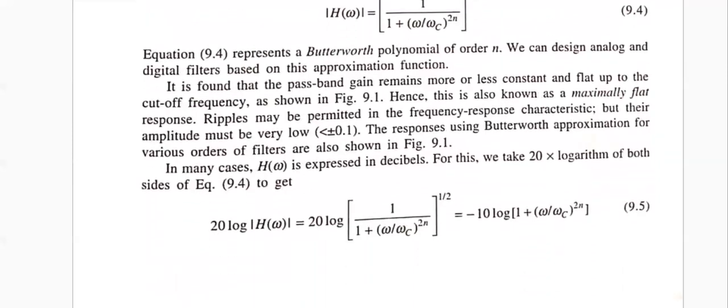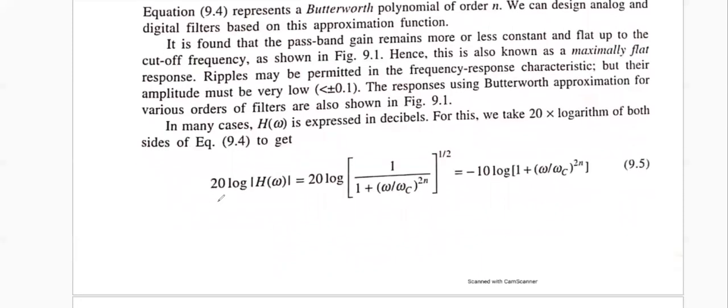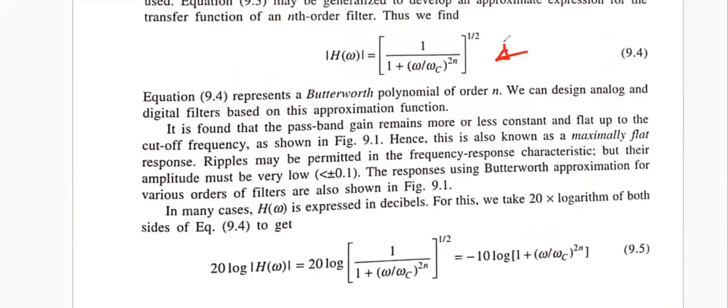Now in many cases, H omega is expressed in decibel. So if we want to express it in decibel, then we can put 20 log H omega, and then we have found this equation. This is exactly the same as what we found earlier. So these are the same. Equations number 9.4 and 9.5 are the same.